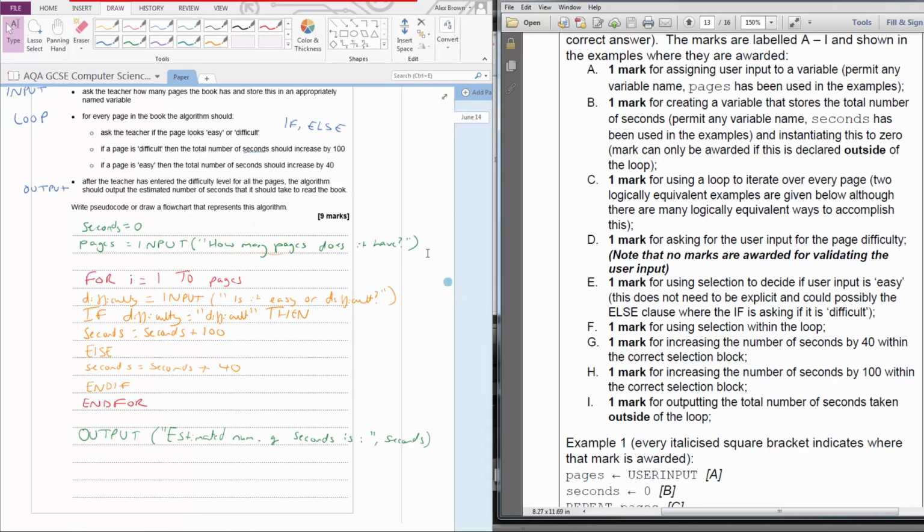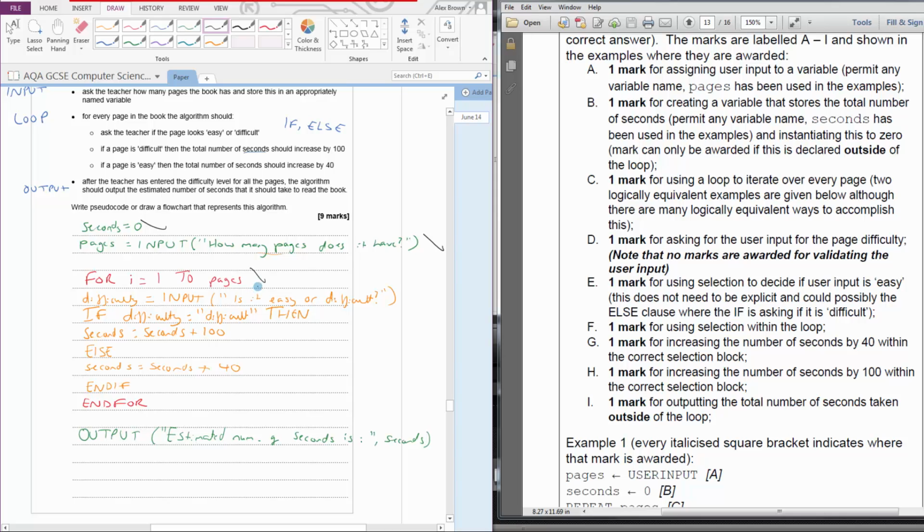So I'm now going to mark my own work, which is risky. Hopefully you can see this. I made it a lot smaller, so maybe watch it in full screen if it's a bit small. You get a mark for assigning user input to a variable, so we've done that, this line here. One mark for creating a variable that stores the number of seconds. I've put it at the top. A mark for using a loop to iterate over every page. As I said, there are many logically equivalent ways to accomplish this, and I've just done one of them, so this is this bit.